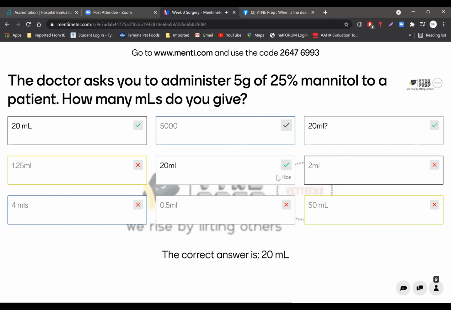Thought that was a guess. I did 25 minus 5, and it gave me 20.